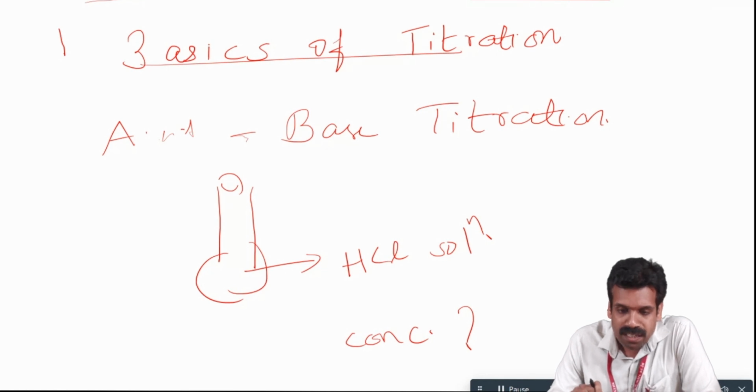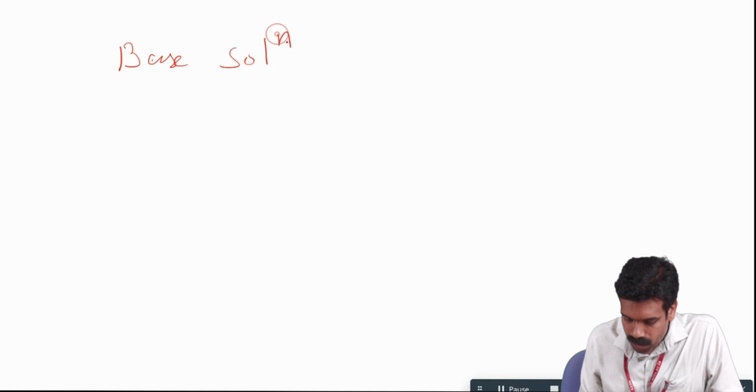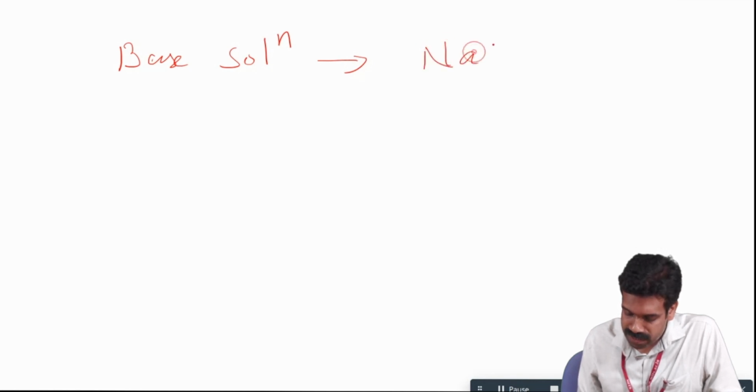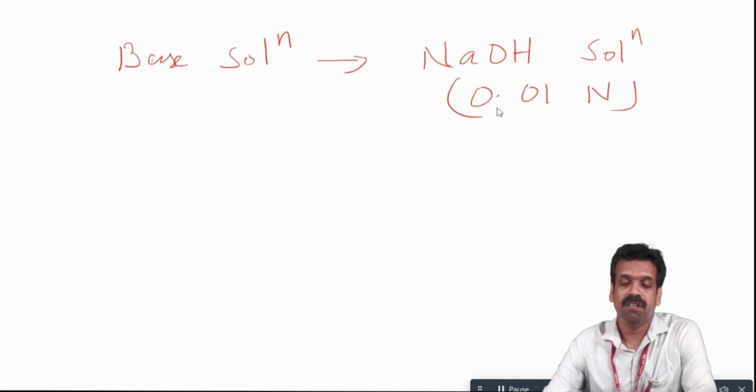So for finding out the concentration of this acid, what are the other chemicals that I require? You require a base solution whose concentration must be known to you. For example, I am going to give you a base solution, a NaOH solution, and I am telling you the NaOH solution is of 0.01 normal concentration.